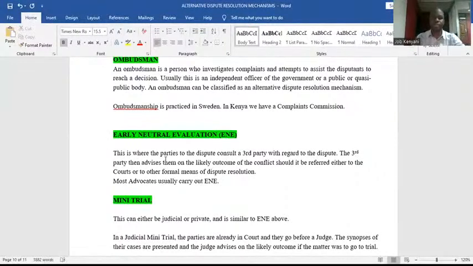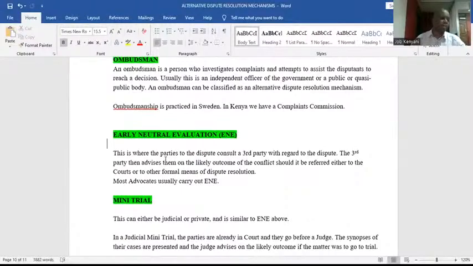So most advocates usually carry out E&E. So you seek maybe consultation or actually advice before you proceed to the court. Then the lawyer, or basically the advocate, advises you that if you proceed to the court, this is likely to be the verdict. So instead of going that route, you can resolve it like this. You don't go to the court because you're looking for alternatives; instead, you look for expert advice.